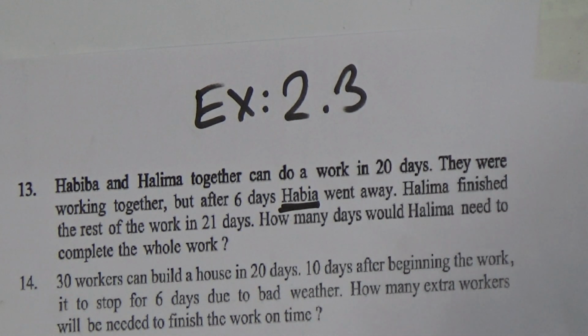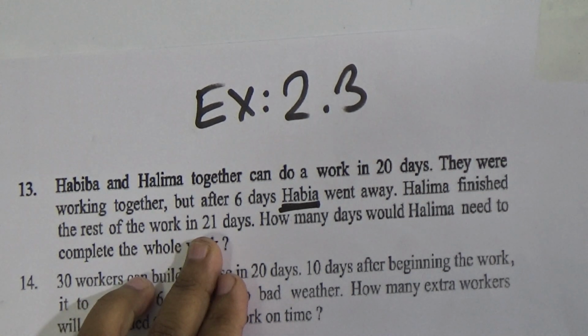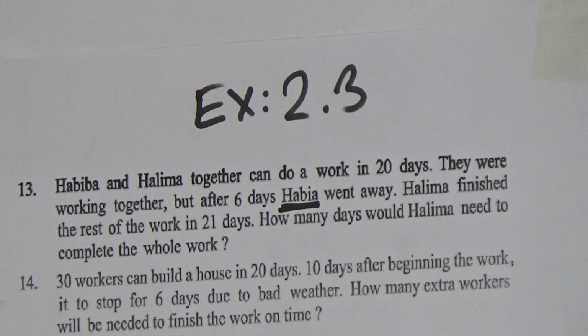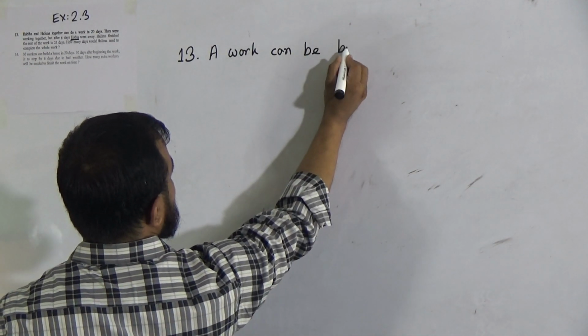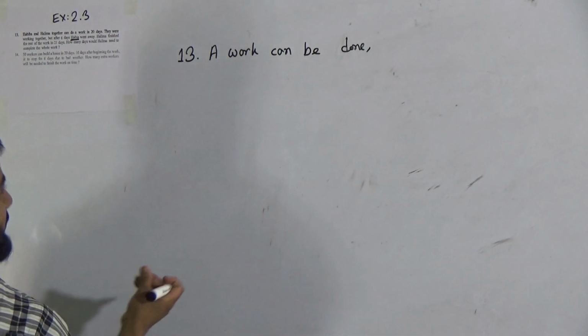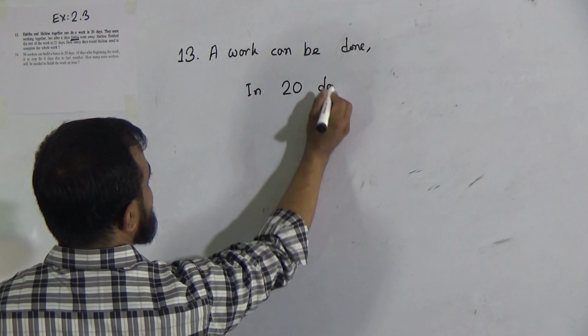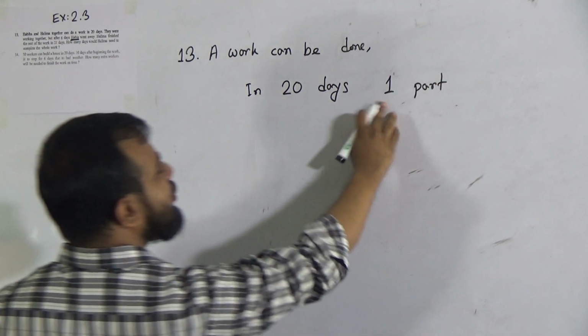Okay. So first of all, dear students, we need to find out what is the remaining work and what is the remaining days, given as 21. What is the remaining work we need to find out. 6 days they worked together. That's why the work can be done in 20 days, one part. My dear students, one part means the total work, the whole work.